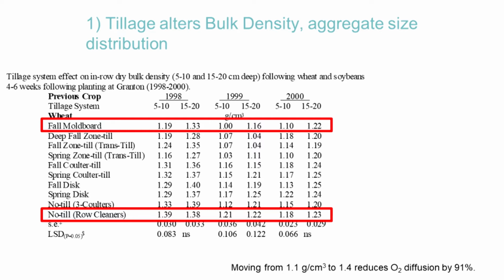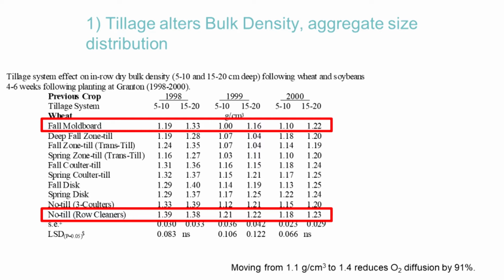What does that have to do with crop productivity? Well, a couple of things. Number one, denser soils with higher bulk density have greater root penetration resistance. So roots have to spend more energy. That crop has to spend more energy growing those roots.